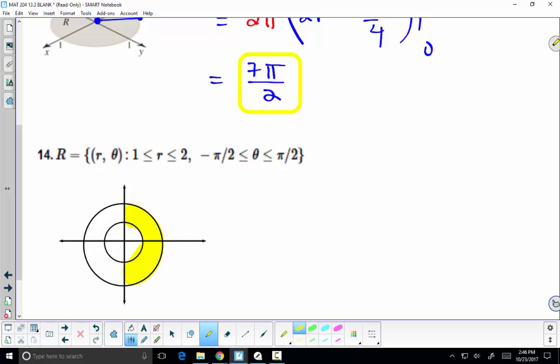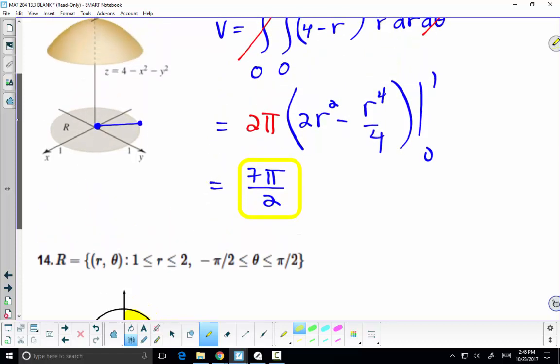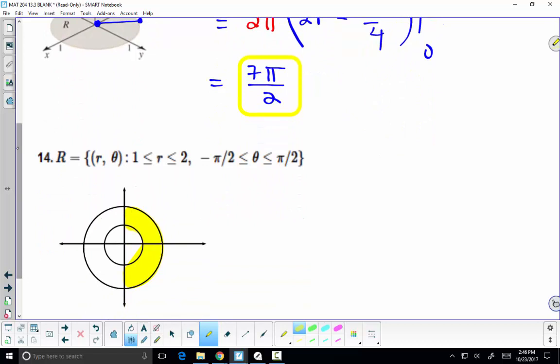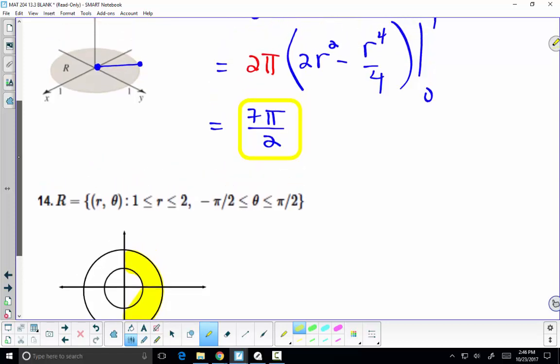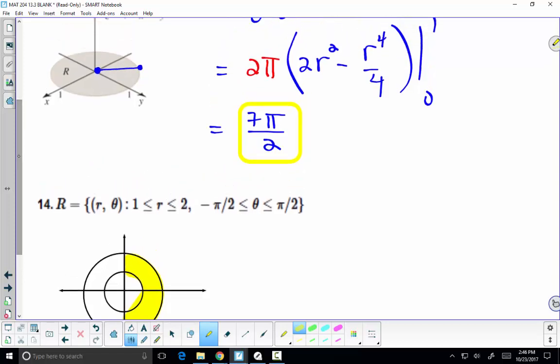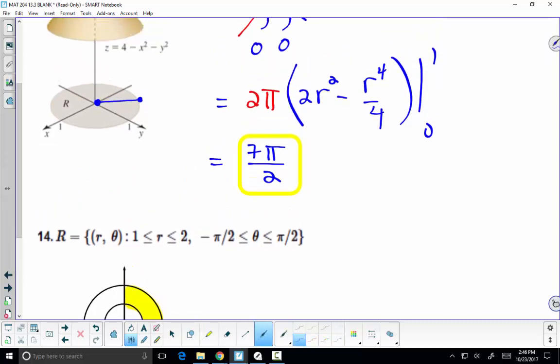That's our domain. We still have this paraboloid. Was it opening up or down? Down. So we still have this paraboloid out here, and we're just trying to find the volume beneath the paraboloid that sits on top of that semi-annulus. All right. Nothing has changed except that the r and theta limits are different constants. So let's go back up to where we were and see if we can rewrite it.